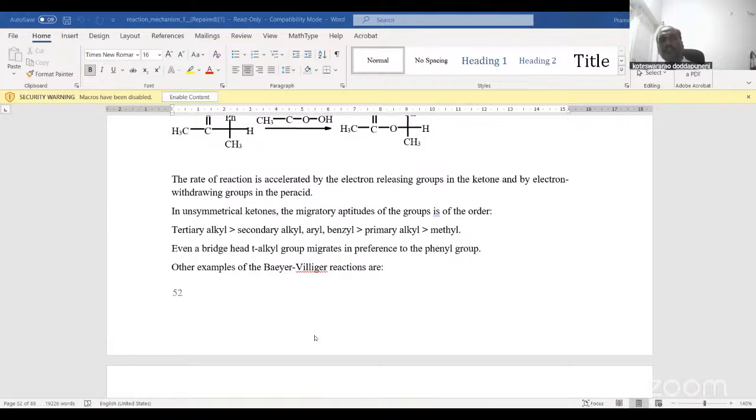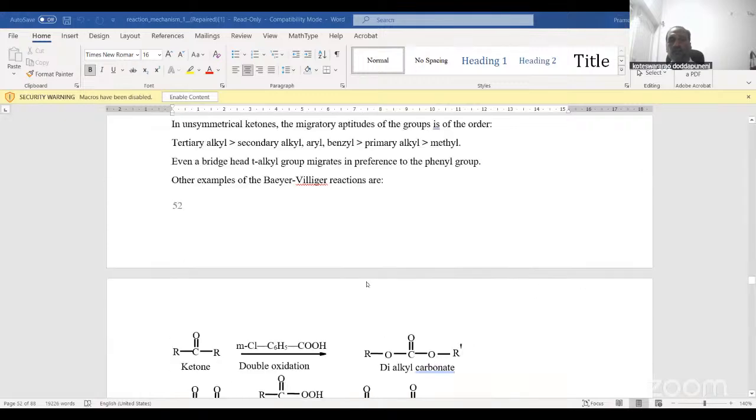In unsymmetrical ketones, the migratory aptitude of the groups follows this order. Tertiary alkyl has more migratory aptitude than secondary alkyl, and then aryl, and then benzyl. These three have more or less equal migratory aptitude, which is more than that of primary alkyl and methyl groups. Even a bridgehead tertiary alkyl group migrates in preference to the phenyl group.